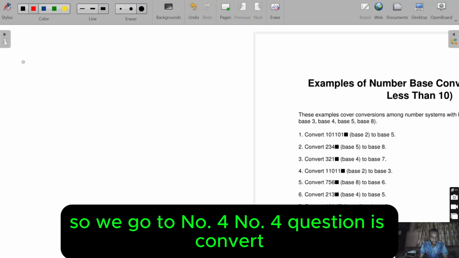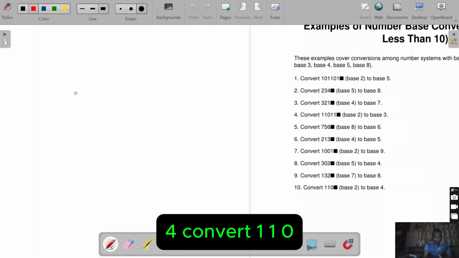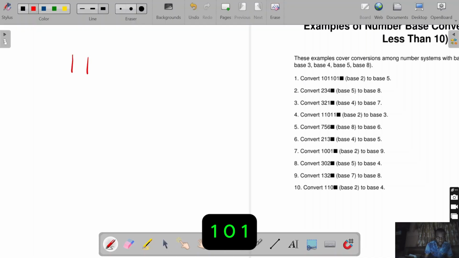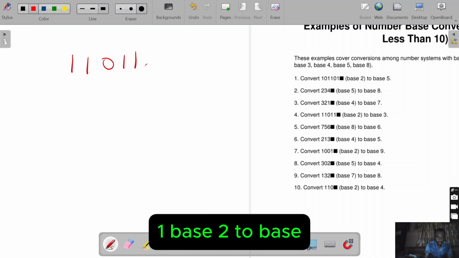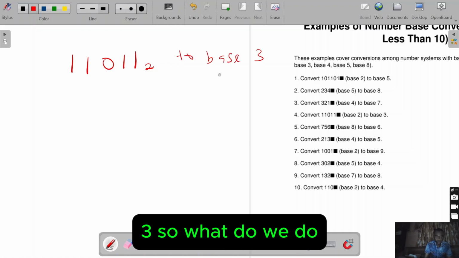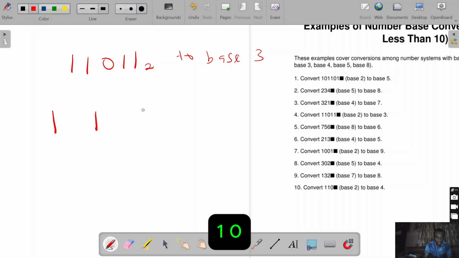So in that manner, let's go to number 4. Number 4 question is convert 11011 base 2 to base 3. So what do we do? Don't forget to spread the digits 1 1 0 1 1.